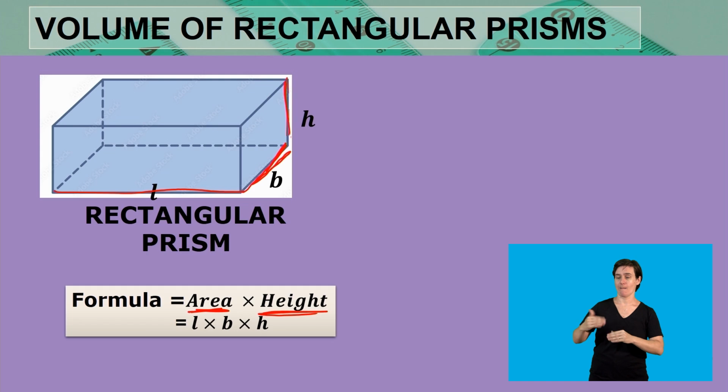Because it's a rectangular prism, the base is the shape of a rectangle, and then we are going to multiply that with the height. So that means that our formula is going to be the length multiplied by the breadth, which is the area of a rectangle, and then multiplied by the height. So the formula for the volume of a rectangular prism is length times breadth times height. Let's look at an example to see how we can calculate this.